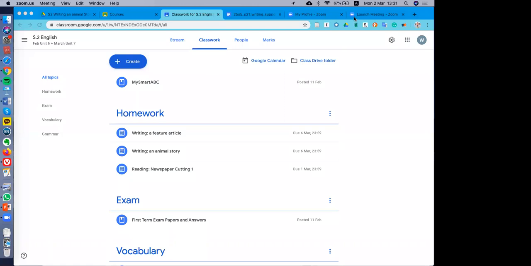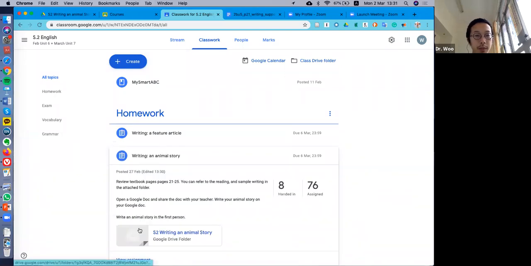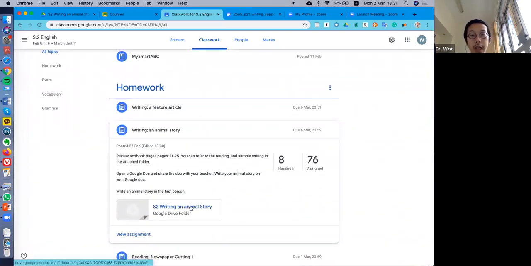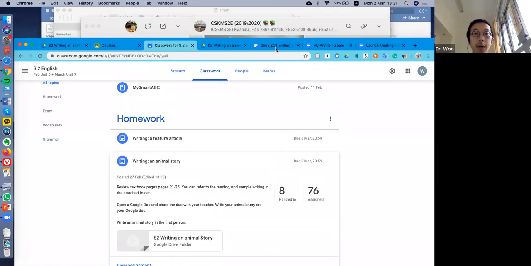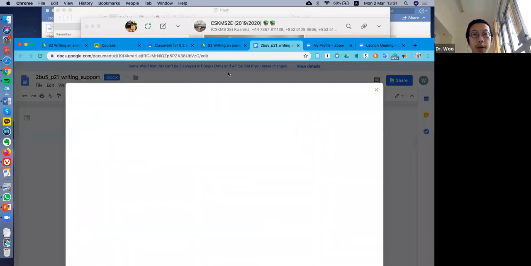Okay, super. So today we're going to try to write an animal story. And we have some resources. And ultimately, we should be able to write an animal story in the first person on Google Docs. So one thing that we can do right now is to open Google Docs and create a new doc.